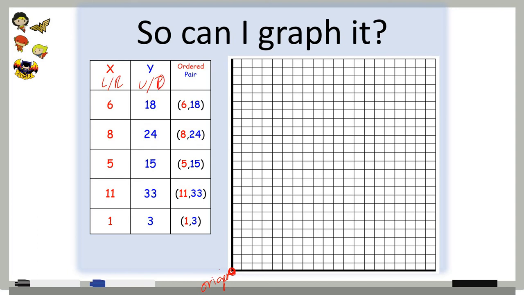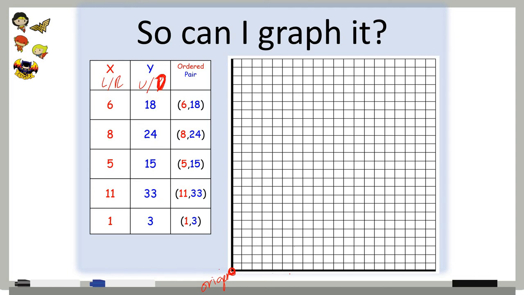This is a D for down. It looks like a P. There we go. So here I start at the origin and I move over 6 places. So 1, 2, 3, 4, 5, 6. And now 18 tells me to go up 18.